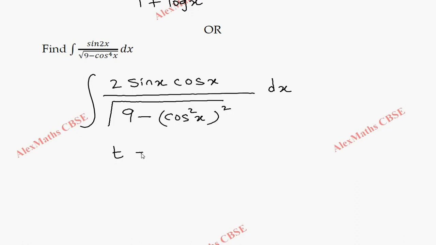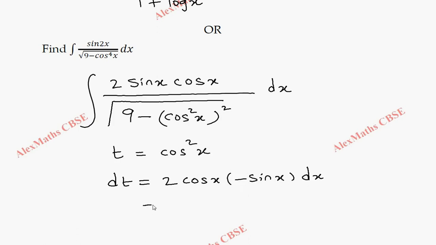Let's take t equal to cos square x, and dt equal to, using the chain rule, its derivative 2 cos x into the derivative of cos x, which is minus sin x dx. So taking this minus to the other side, minus dt equals 2 sin x cos x dx. So this entire numerator is minus dt.